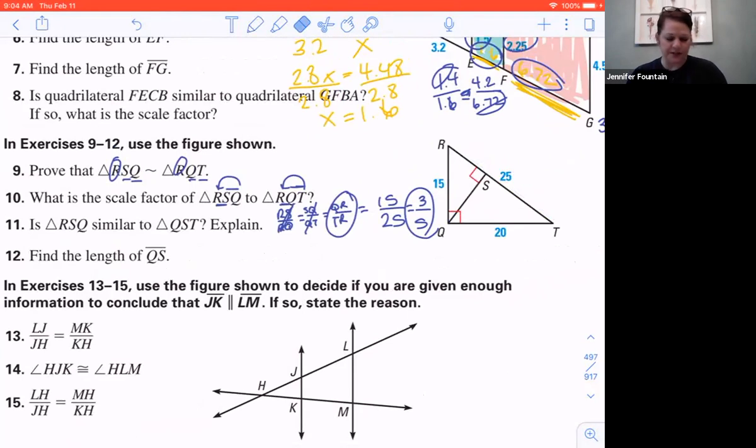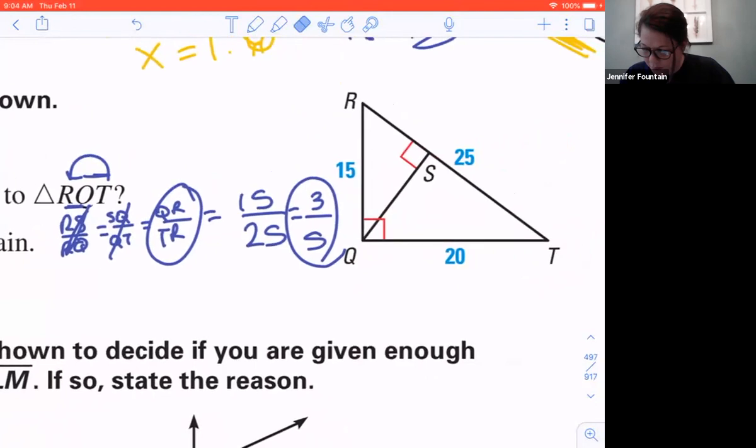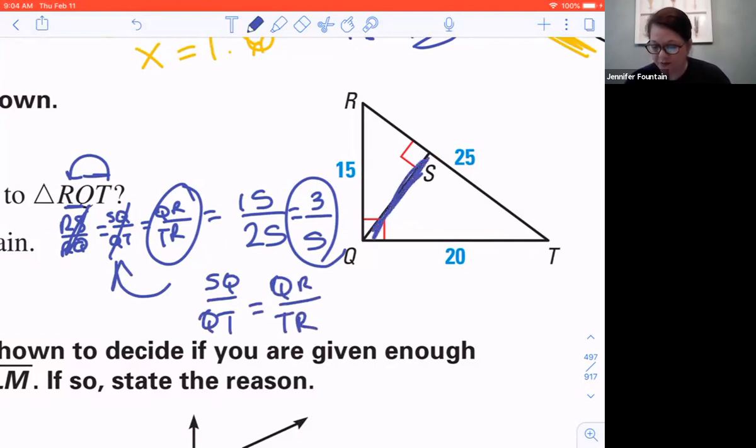So now in this situation, if I'm looking for the scale factor of QS, I can look back at my other proportions, and I can say, hey, I'm going to be finding, so I can put SQ over QT is equal to QR over TR. Well, SQ is what I'm trying to find, so I know that'll be X. QT is 20 equals 2.